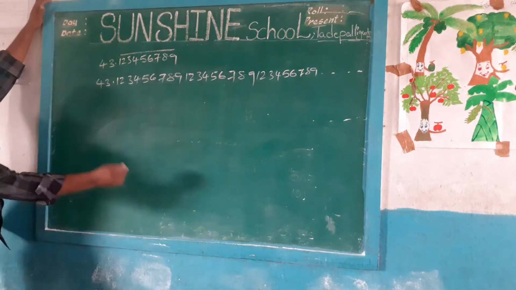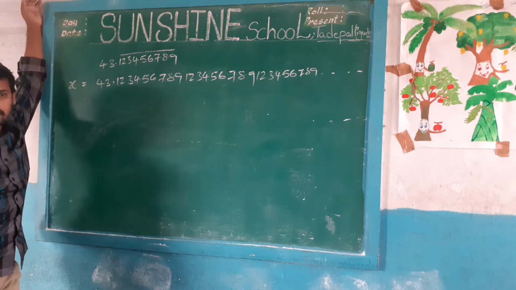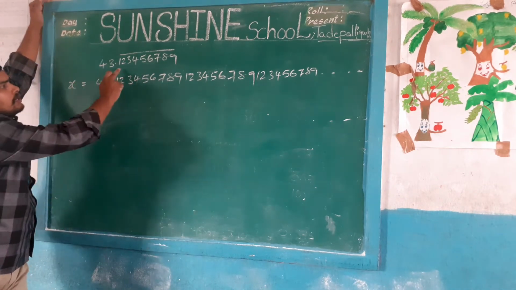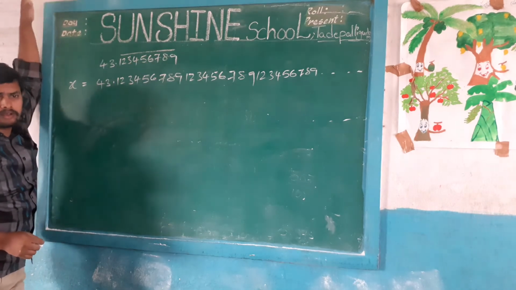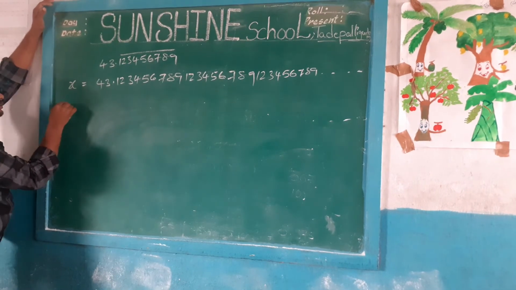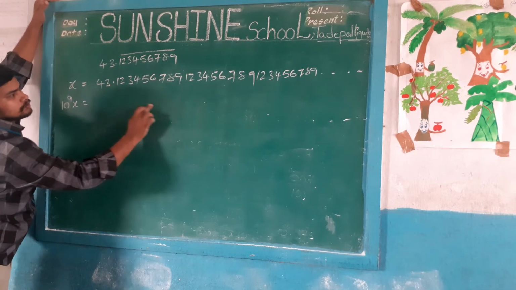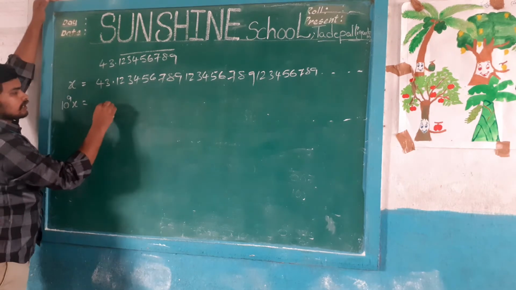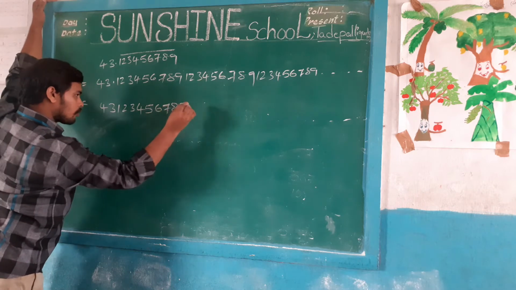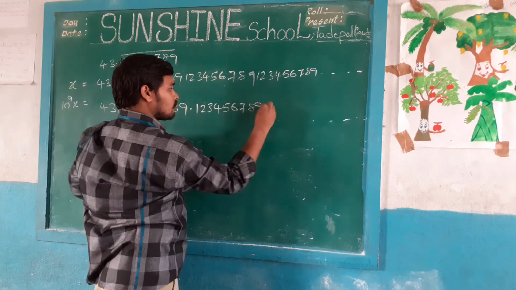So same, let it be x. How many decimals does the bar have? 9. So you should multiply with 9 zeros, nothing but 10 power 9 into x. Then the decimal shifts to this one: 43123456789 point 123456789, 123.